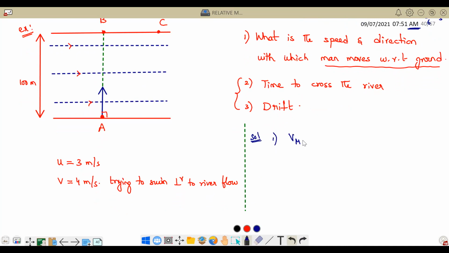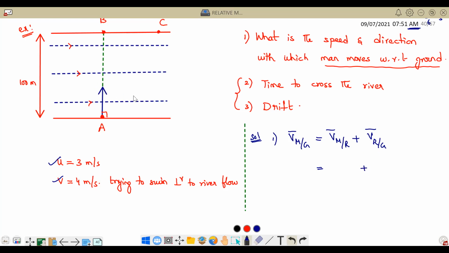Velocity of man with respect to ground is equal to velocity of man with respect to river plus velocity of river with respect to ground. Now, what are the given velocities? This only, correct or not? Now, tell me, what is the velocity of river with respect to ground?